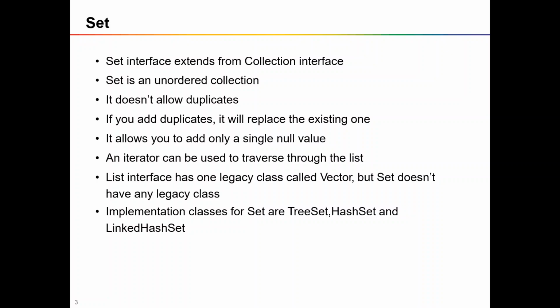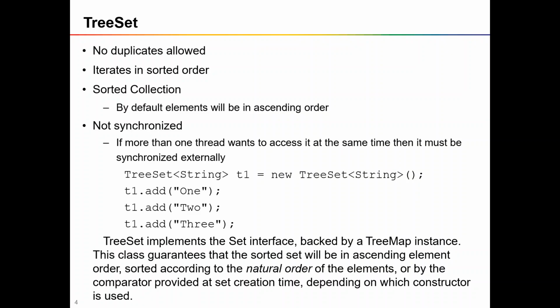Regarding TreeSet, it simply performs sorting of the elements which are there in the collection. And HashSet does not sort the elements. And in LinkedHashSet, if you want to retain the position of your collection elements, then you have to go with LinkedHashSet. So LinkedHashSet is an ordered HashSet. We'll start with the TreeSet.